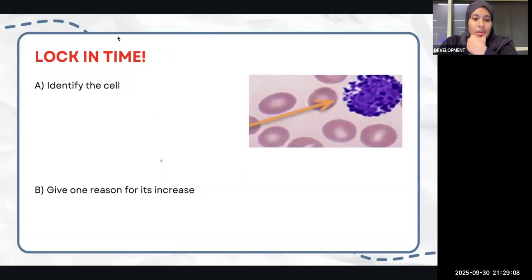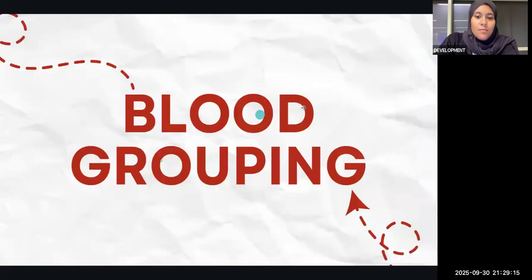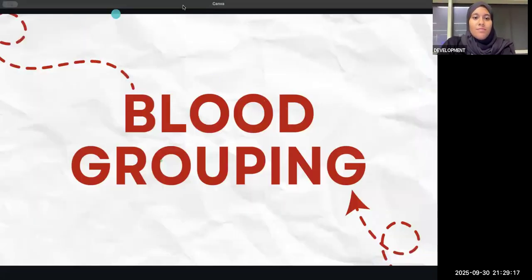Basophil. Nice, guys. Okay, and give one reason. CML. You're absolutely correct. Inshallah, you guys are very smart. Okay, blood grouping with Rahim.